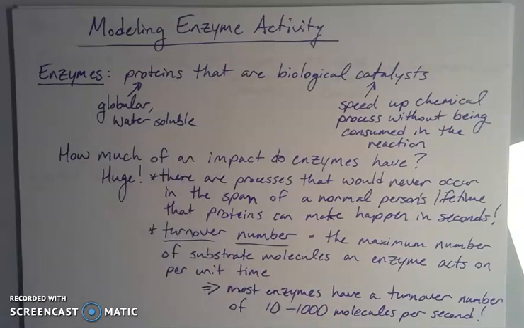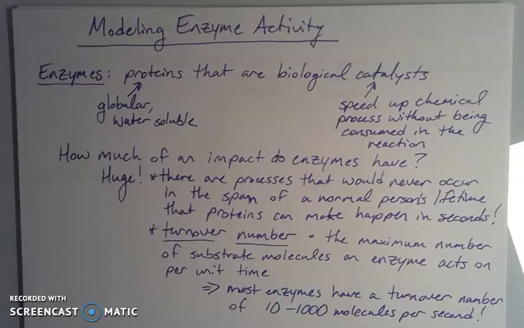Now, we've said that there are a lot of different types of proteins, and in general, chemists don't like to make blanket statements about things because there's always an exception to everything. But the proteins that are enzymes are globular. They tend to be water soluble. This is important because this is happening in an aqueous environment of some sort of biological organism.